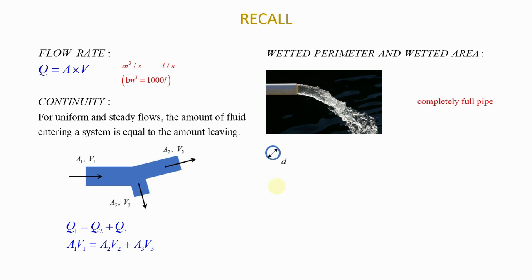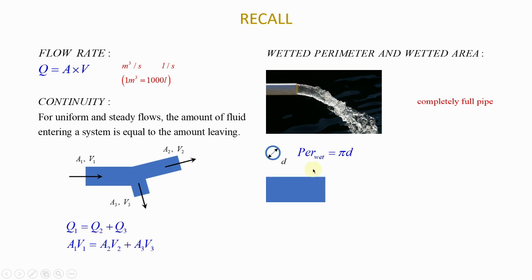And so if this circle has a diameter d, and we have to find the perimeter of a circle, the equation is very simple. It's pi multiplied by d, okay? Or if you want, you can say 2 pi multiplied by the radius, but I prefer pi multiplied by d. So the wetted perimeter is basically the perimeter of the cross section of the pipe.